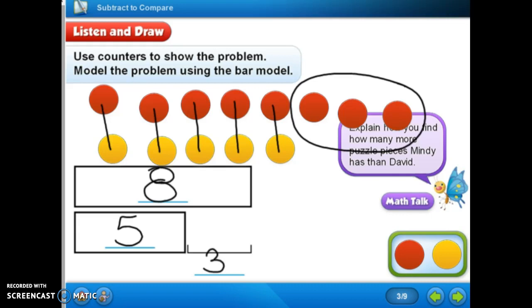Excellent. So boys and girls, I placed 8 red counters to show Mindy's puzzle pieces, and I wrote 8 in the longer box. Then I placed 5 yellow counters to show David's puzzle pieces, and I wrote 5 in the shorter box in the bar model. I matched each yellow counter to the red counter. There are 3 more red counters than yellow counters. I wrote 3 to show how many more puzzle pieces Mindy has. Great job. Turn to page 100.